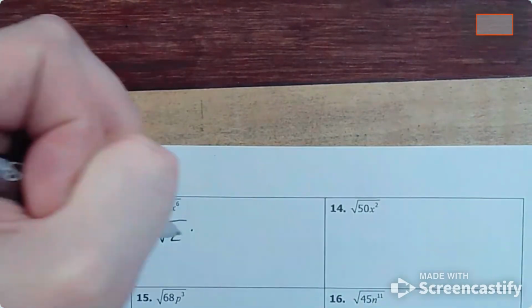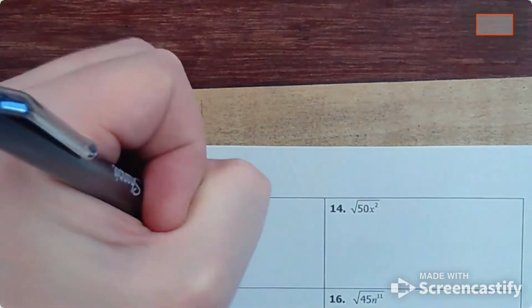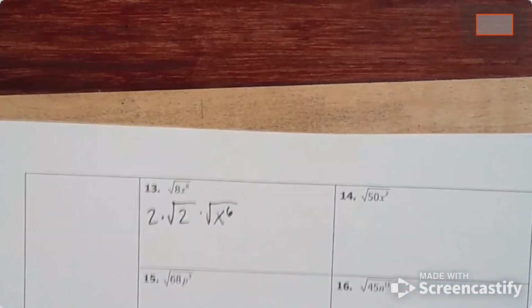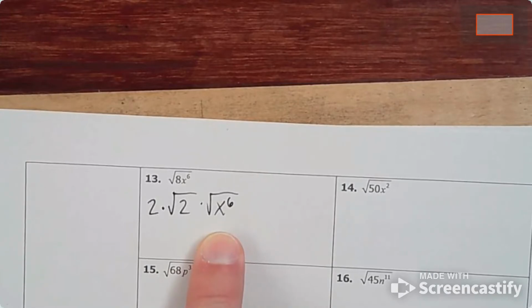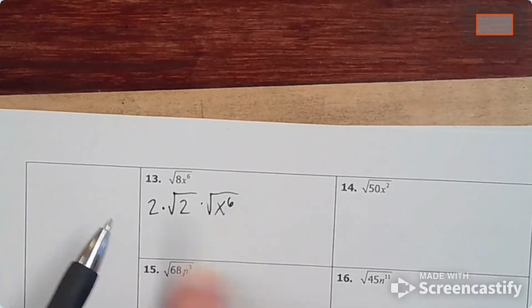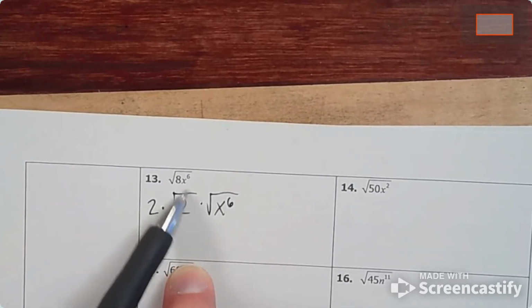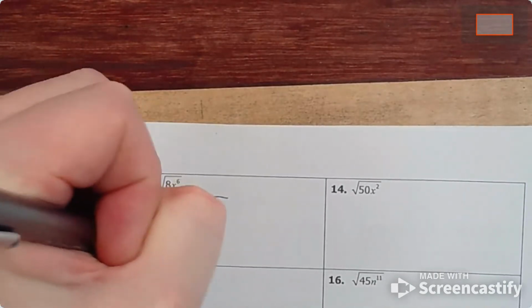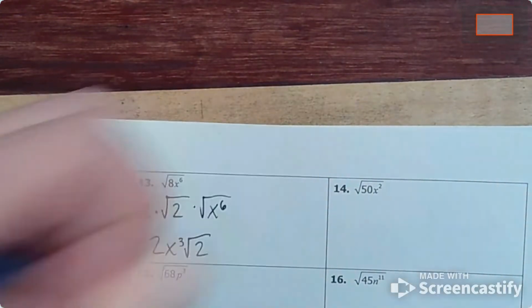And then we can say times the square root of x to the power of 6. We don't need to break that one apart at all. Now, x to the power of 6, that one square roots to what? X to the third. So when we write our answer, anything that square roots is going to end up on the left side of the stuff that doesn't square root. So we're going to end up with 2x to the third power root 2.